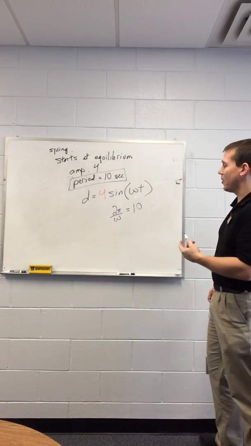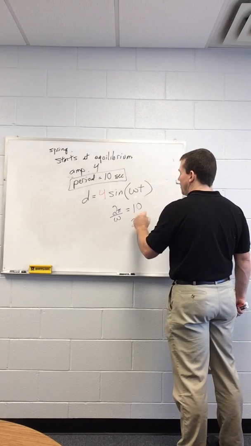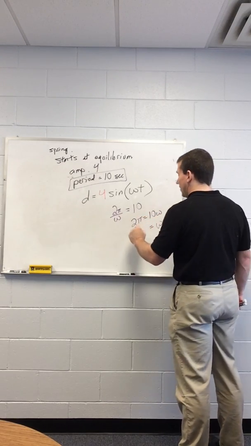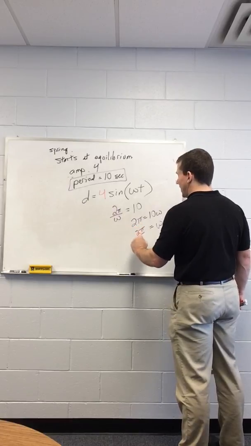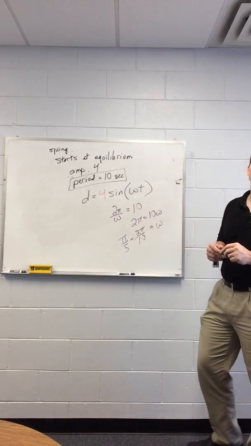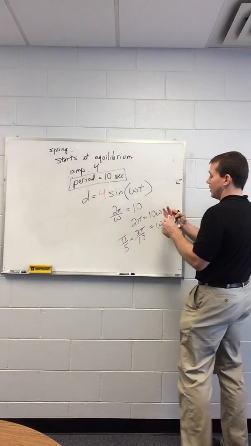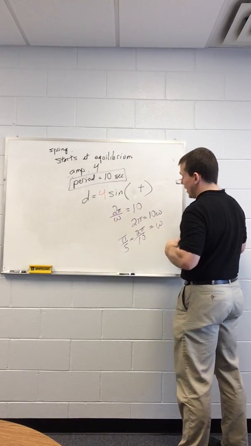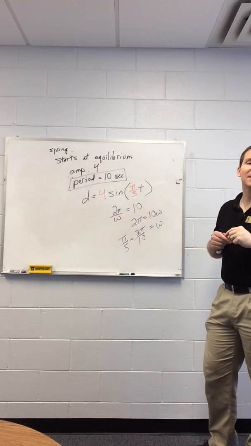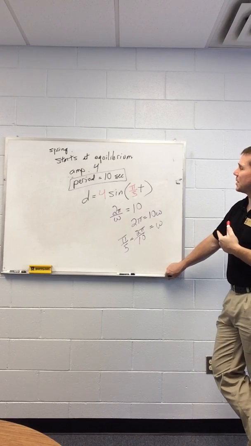Now, just algebraically solve for omega. Multiply the omega over, and you'll get 2 pi equals 10 omega. Divide by 10. Omega equals 2 pi over 10, which reduces to pi over 5. And now there we go. We know what omega is. We can plug it in right here. So, replace omega with pi over 5, t. And now, there's my equation.